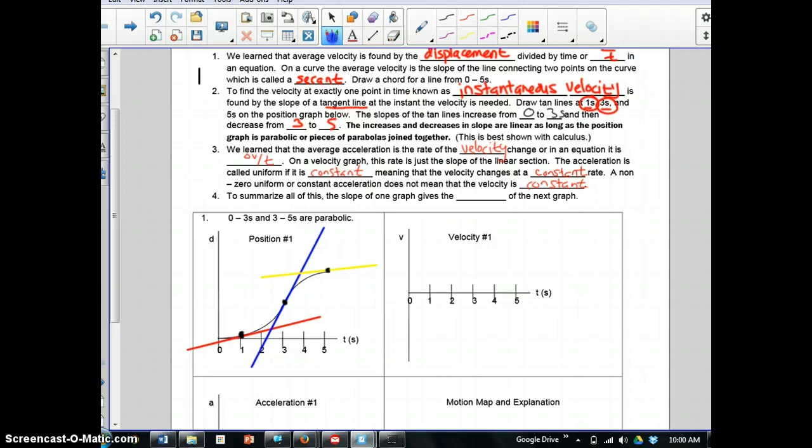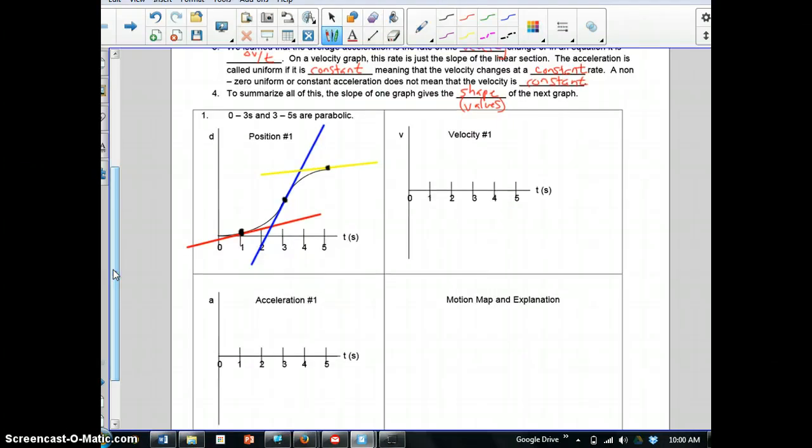So to summarize all of this, the slope of one graph gives the shape of the other. You can think of it as giving you the actual values of the next graph. When we do this, you go from position, where we use the slope of the tangent lines to get velocity. From velocity, we use the slope of those tangent lines to get acceleration. The slopes of the tangent lines will give you the shape.